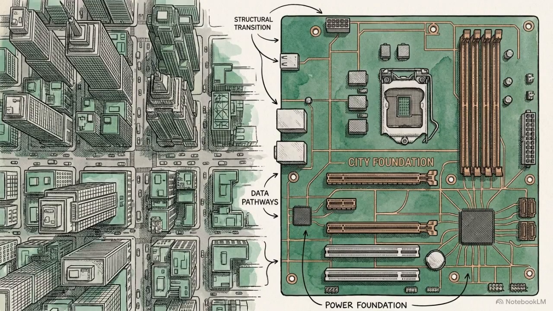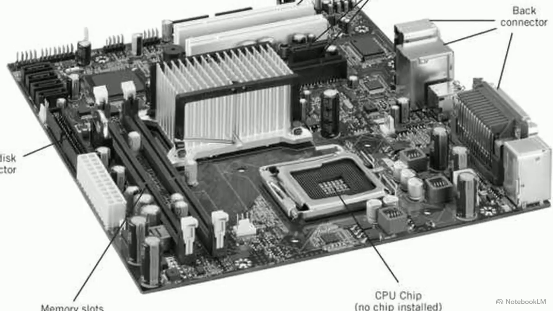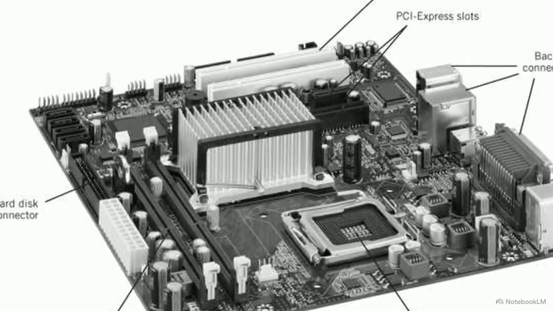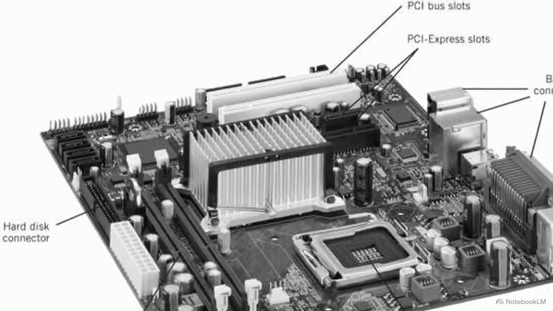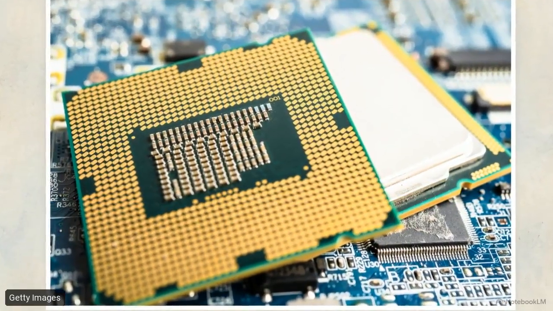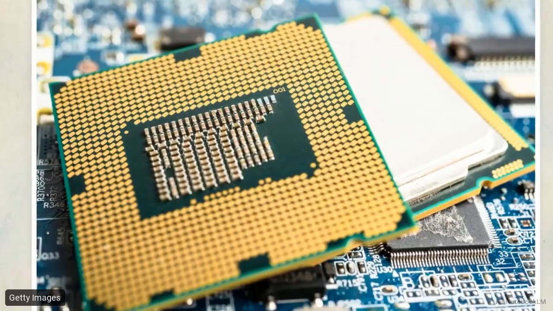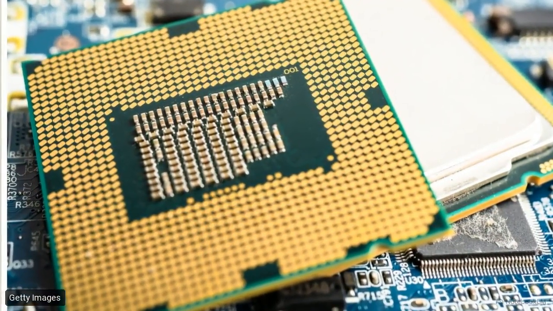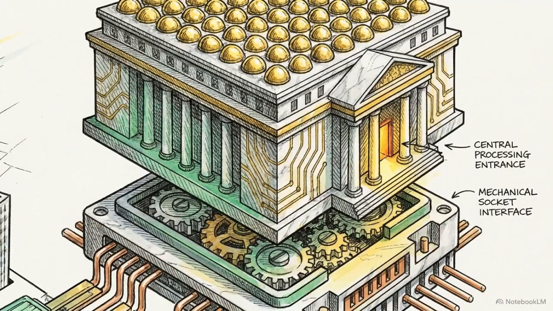Every city needs a layout, and in your computer, that is the motherboard. It acts as the concrete foundation and the main city grid. It's the large, flat circuit board that physically holds every piece of the system together in one place. And sitting right in the middle of that grid is the CPU, or Central Processing Unit. Think of this chip as the central city hall. This is where all the primary processing, calculating, and big decision-making actually occurs.